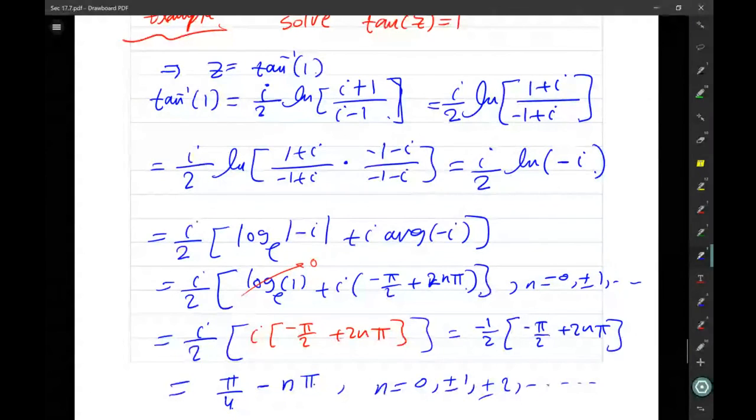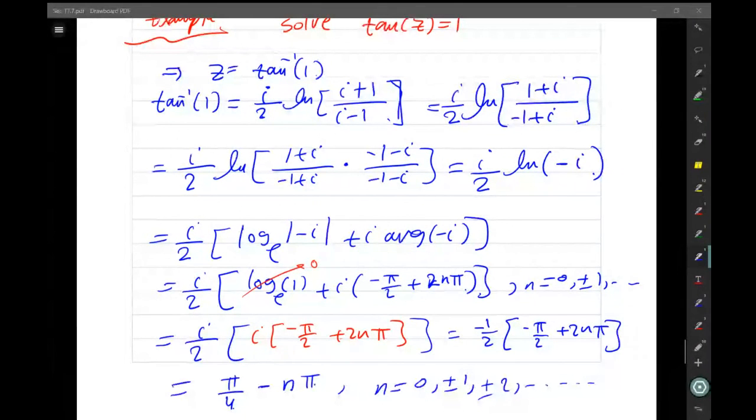Is it clear here? Right, that's enough for today. We finished chapter 17, the complex numbers.